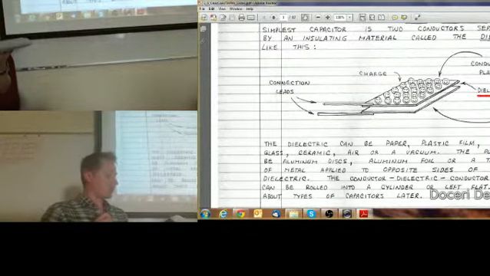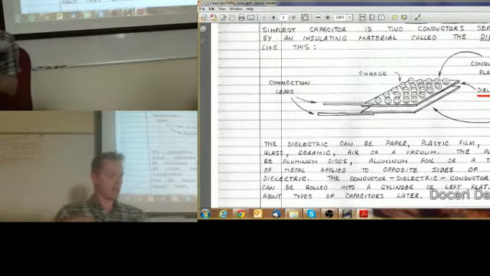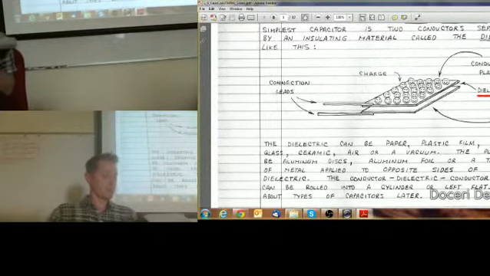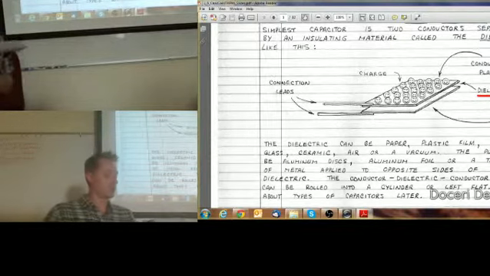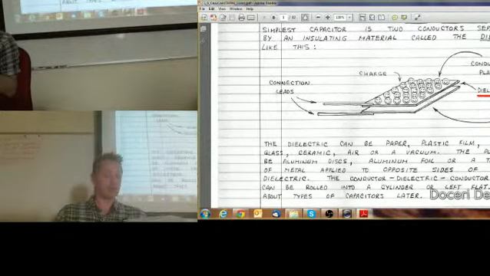So let's just think about this for a minute. Why do you think having paper in the middle would increase the capacitance?